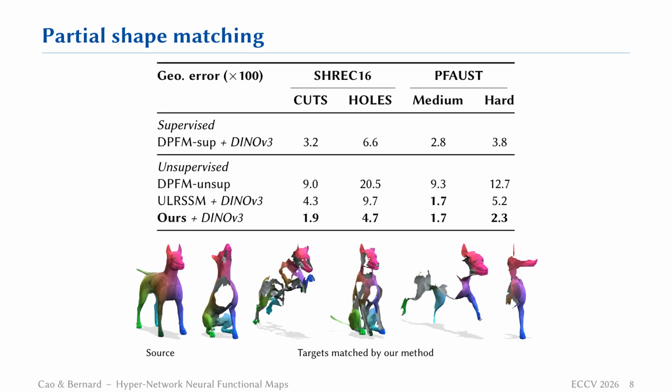On partial matching, the gap is larger. On Shuri-C, 16 holes, we reach 4.7 against 9.7 for the unsupervised baseline. On PFOST hard, 2.3 against 5.2. What we find most telling is the comparison with supervised methods. Our unsupervised model is ahead of supervised DPFM on both of the hardest splits, and the module drops into existing pipelines unchanged. These numbers come from adding it to 2 different frameworks.